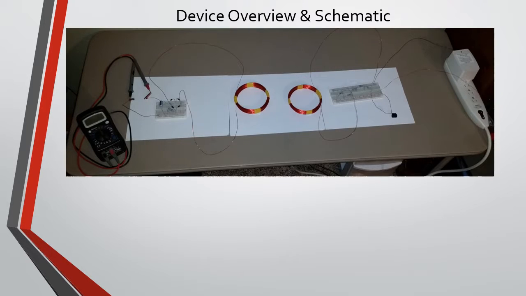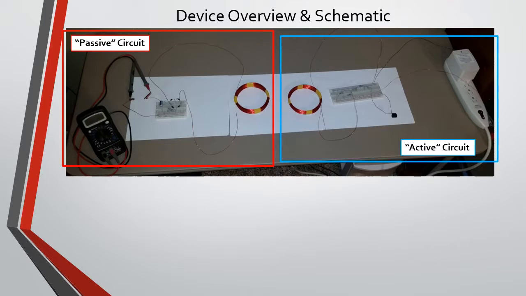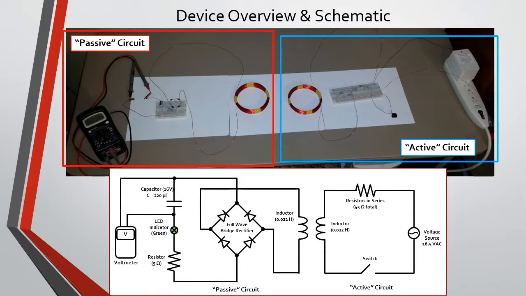You see an overview of the device comprised of two independent circuits and a schematic for those two independent circuits. On the one hand, you have what we're calling the active circuit, which is powered by an AC source on the right-hand side, and it includes resistors, a switch, and an inductor, again of the 200 loop coil. On the left-hand side, you see the passive circuit, not electrically or wired in any way to the active circuit, and the passive circuit contains an inductor, a full-wave bridge rectifier, capacitor, an LED, and resistors. Then a voltmeter is used to measure the voltage across the capacitor.